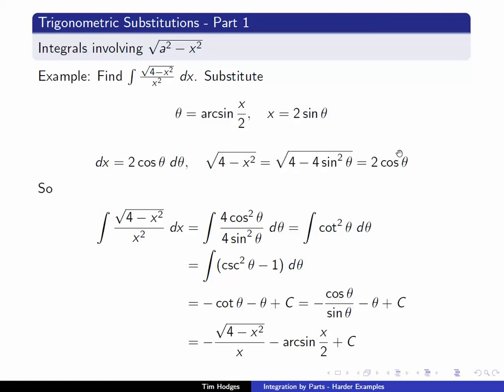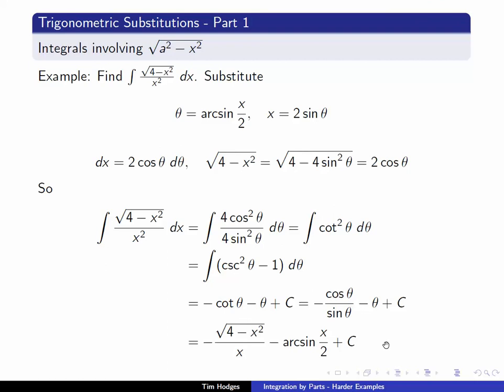And we substitute back using these two formulas. Cosine theta is radical 4 minus x squared over 2. And sine theta is x over 2. So the two 2's cancel out, making minus cosine theta over sine theta into negative root 4 minus x squared over x. And then we wrap up by just substituting theta is arcsine x over 2. So we get minus root 4 minus x squared over x minus arcsine x over 2 plus c.